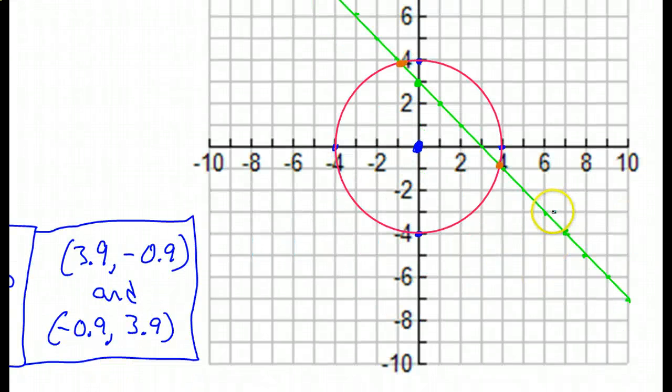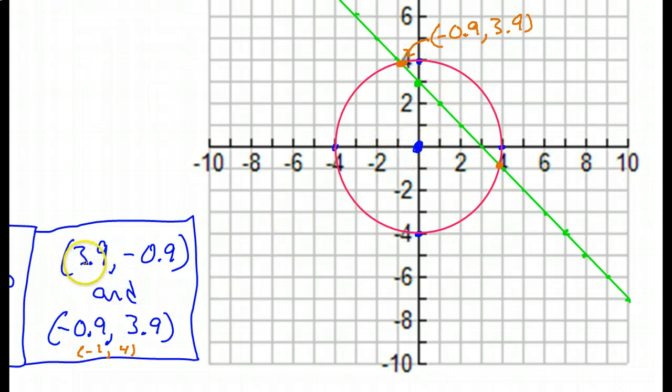Okay, now let's see if that matches what we got. We were supposed to have a point at an x value of negative 0.9 and 3.9. So that's very close to negative 1 comma 4, right? Close to that. So negative 1 comma 4, yeah, that would be this point right here. All right, so that must be our negative 0.9, and our 3.9 is this point right there.